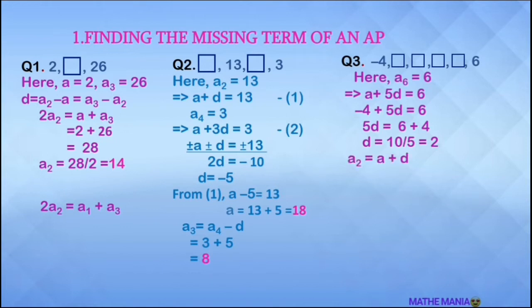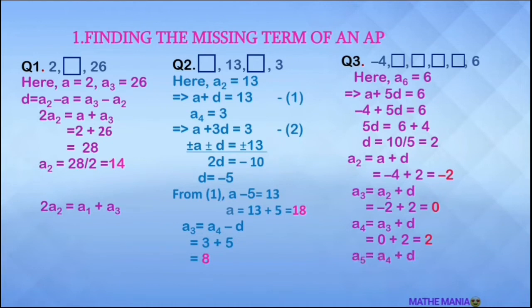So a2 is equal to a plus d, that is minus 4 plus 2 equal to minus 2. a3 is equal to a2 plus d, so minus 2 plus 2 equal to 0. a4 is equal to a3 plus d equal to 0 plus 2, that is 2. And similarly, a5 is equal to 2 plus 2 equal to 4.